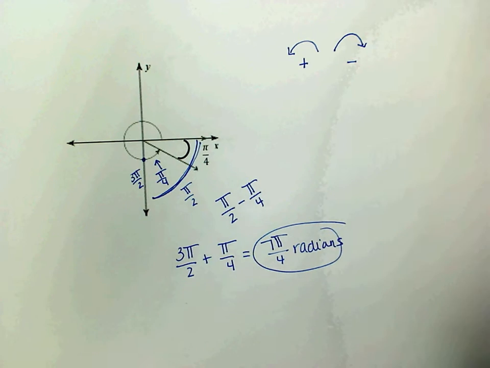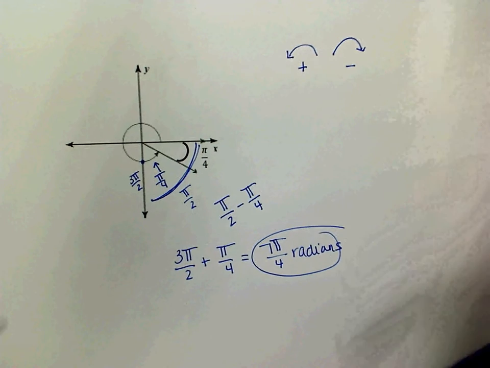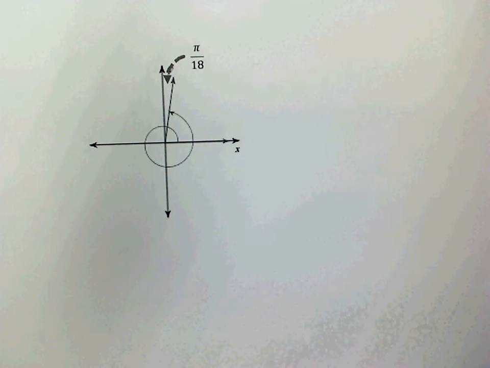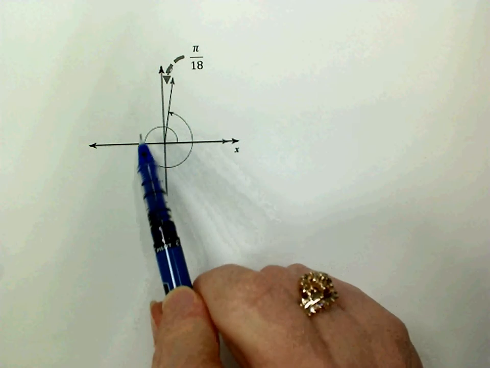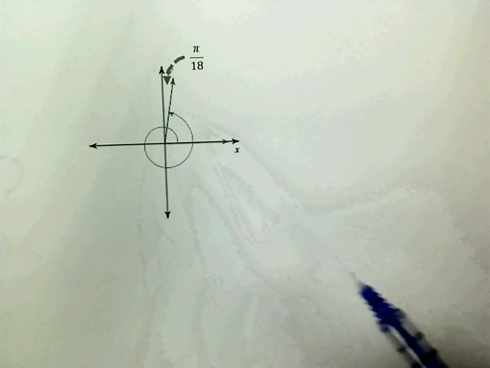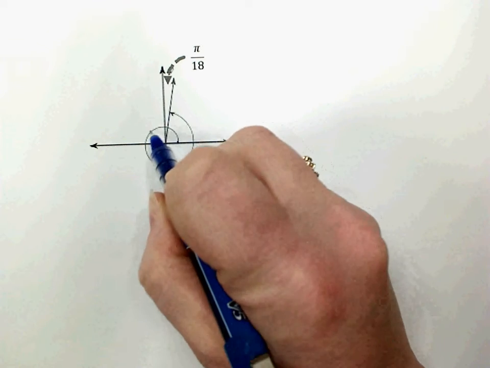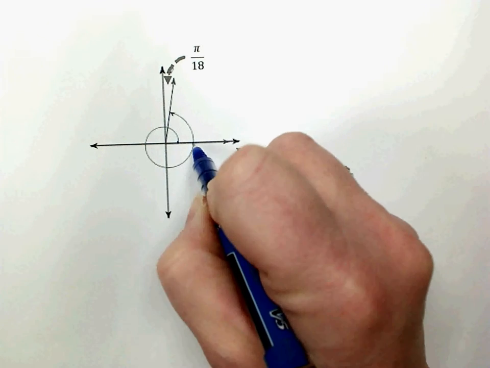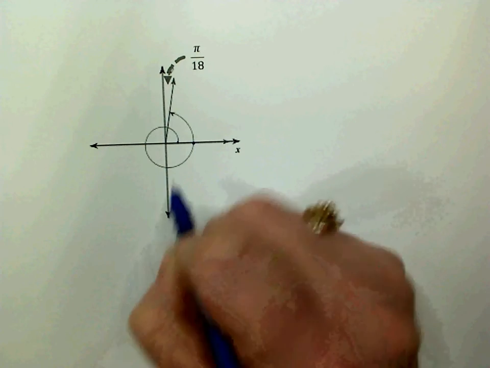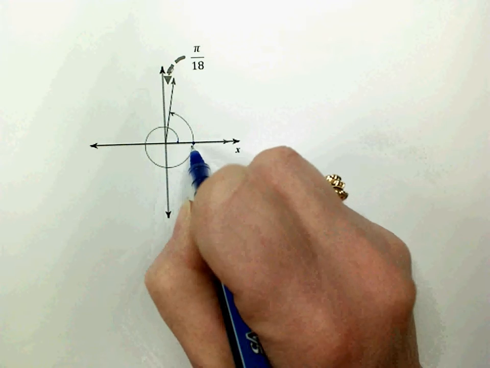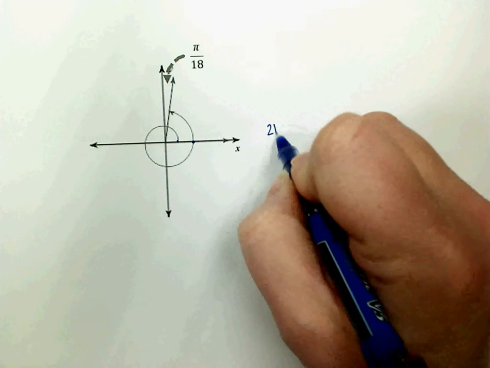Okay, so let's look at another one. In this revolution, the first thing I notice is I'm going counterclockwise. So again, this will be a positive answer. I start here and I go all the way around completely one time to right here. So remember, all the way around at 360 degrees is 2 pi radians.